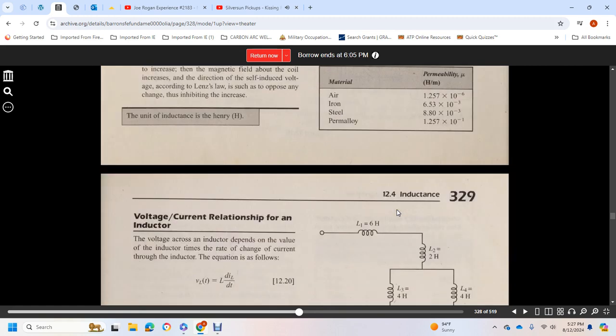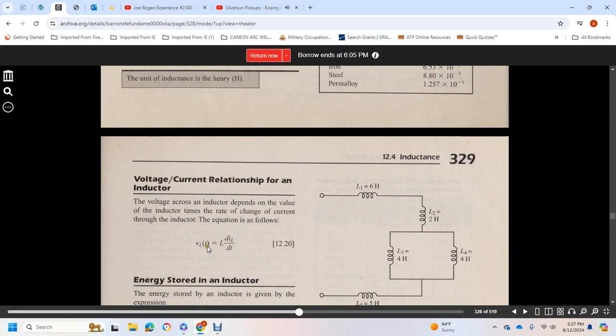Air, iron, steel, permeability. Voltage-current relation for any inductor: the voltage across the inductor depends on the value of the inductance and the rate of change of the current through the inductor. The equation is voltage equals inductance times di/dt, the change of current in amps over the change in time.